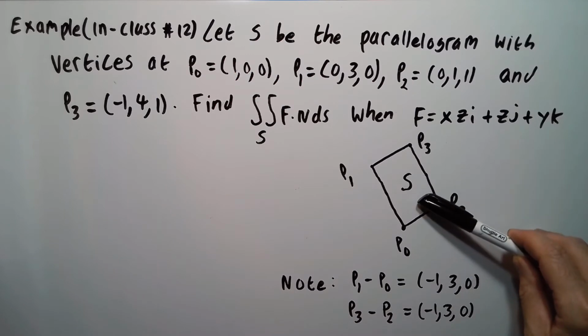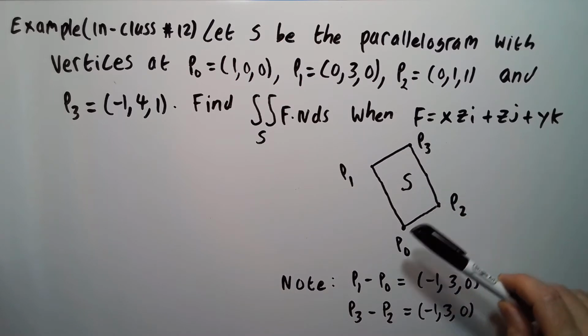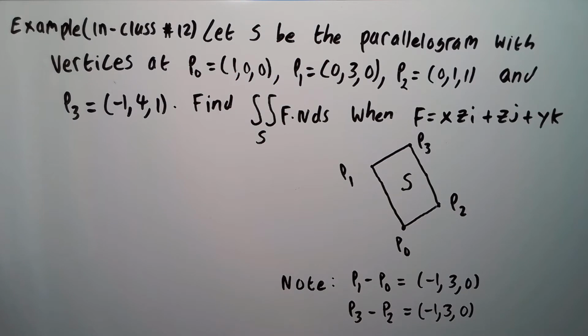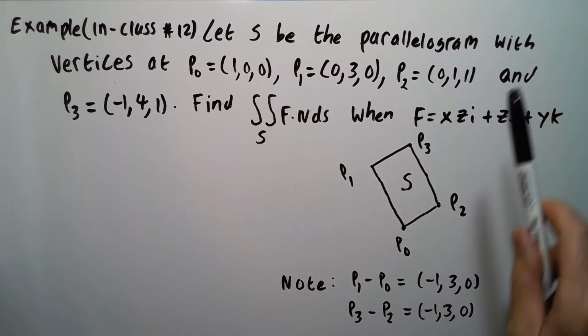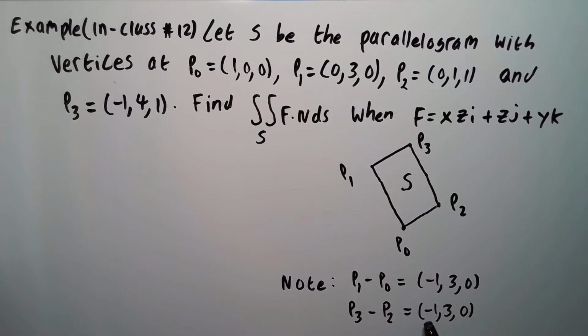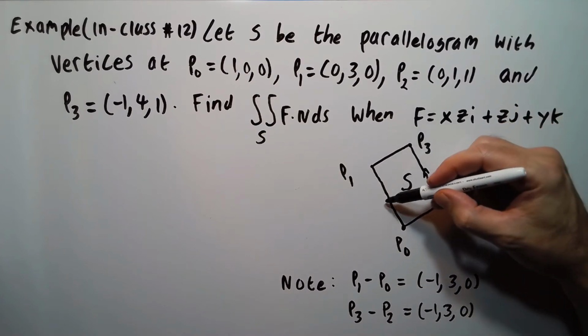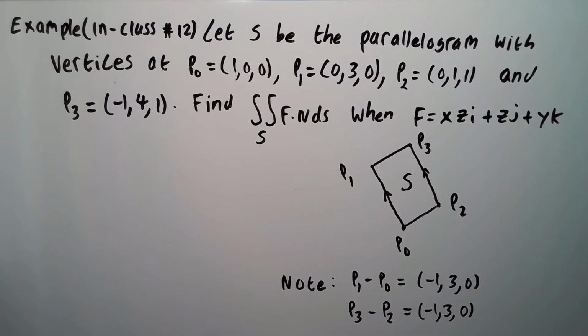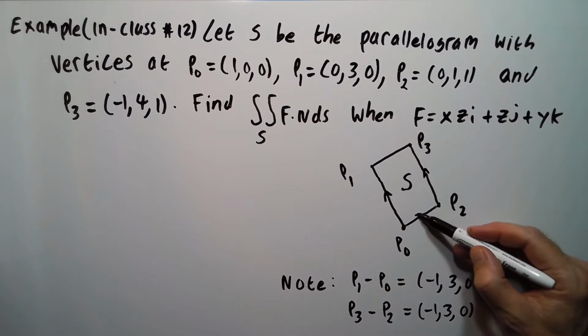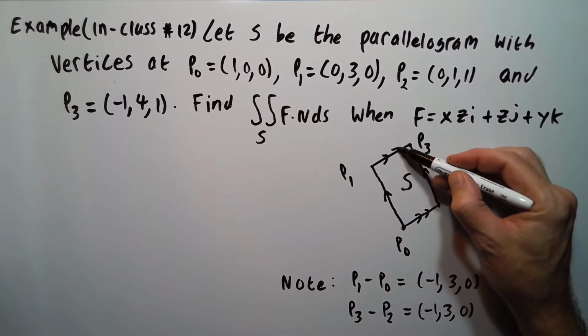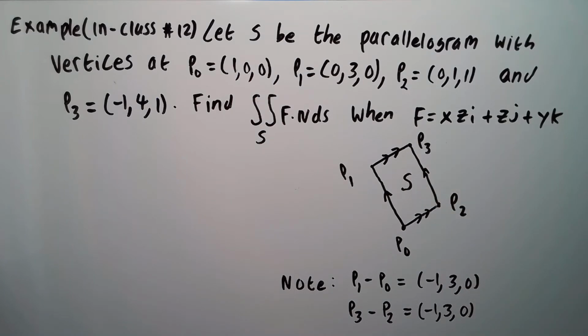Okay, so I've drawn it here. Again, I didn't try to draw it in 3 dimensions really, just threw it onto a 2-dimensional board, so I'm not trying to get it perfect. But note here that P1 minus P0 is (-1, 3, 0), and P3 minus P2 is also (-1, 3, 0). That should be the case because this side should be parallel to that one. So we've shown that, and you can check that these two sides are parallel too. I won't check that, but let's keep going.